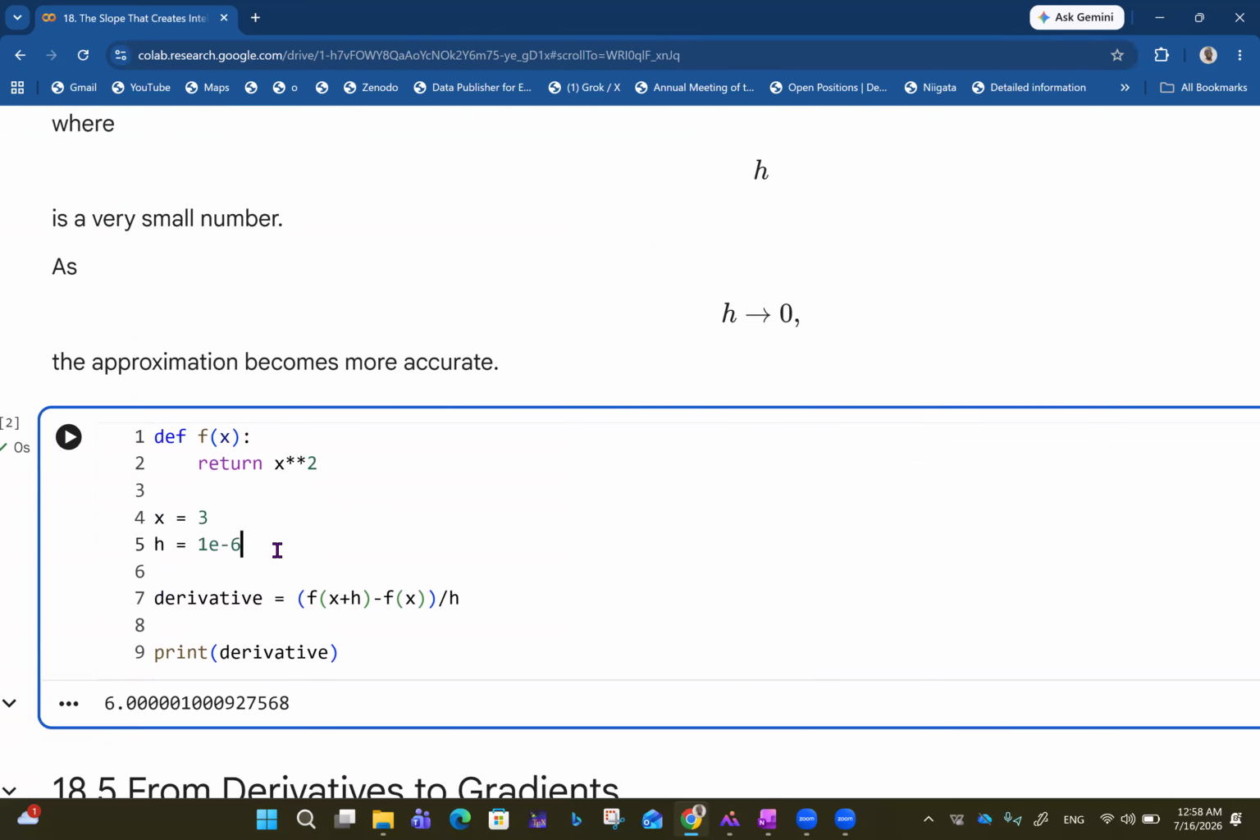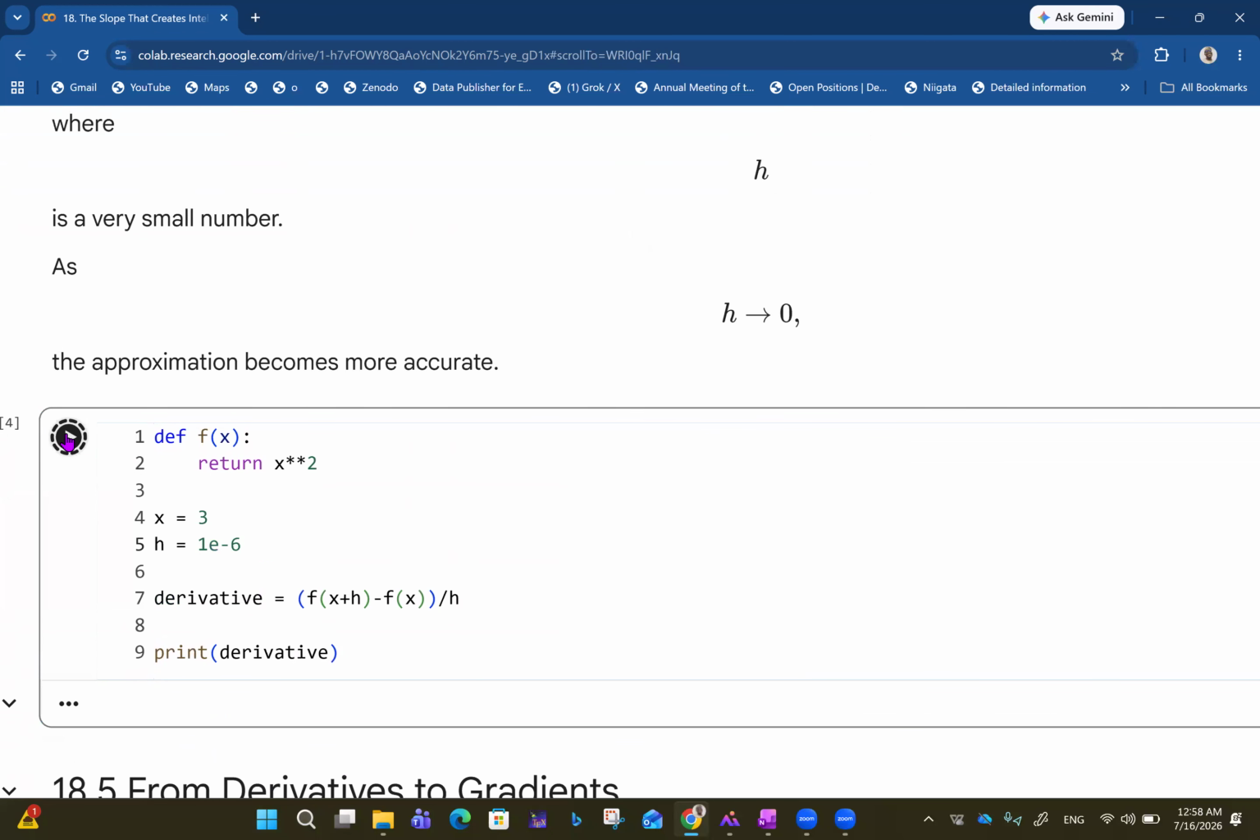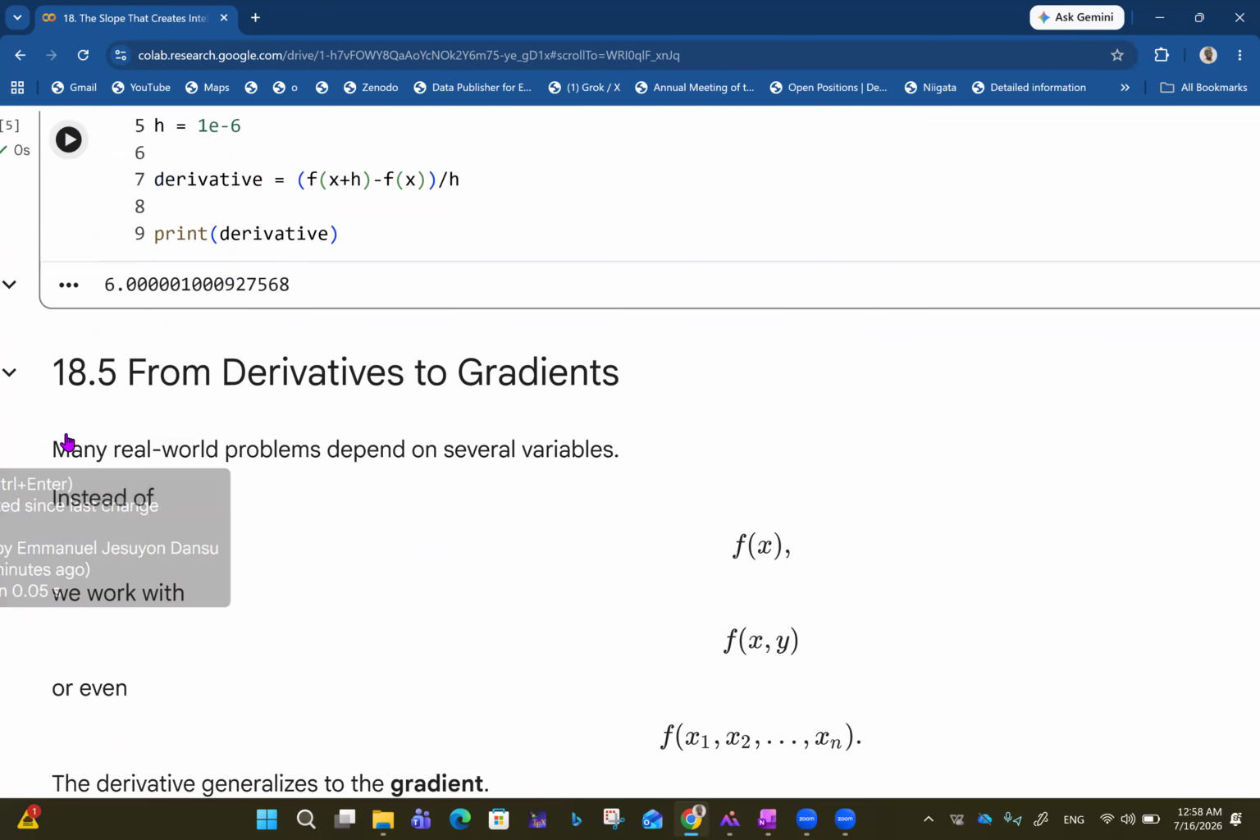So if you make h smaller, like 10 raised to minus 10, you can see it's getting closer and closer, right? Let's say 10 raised to minus 100. Okay, so you can see a perfect zero is what you end up getting. Okay, I think that's too much, right? Because the answer should be 6. So that's what we have.